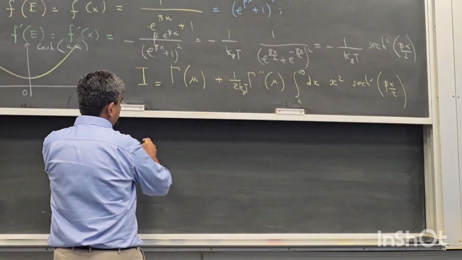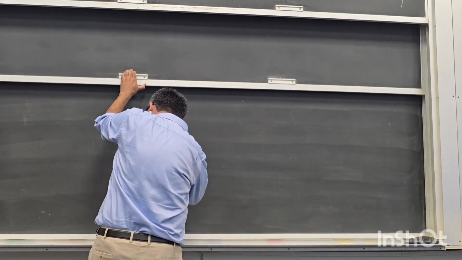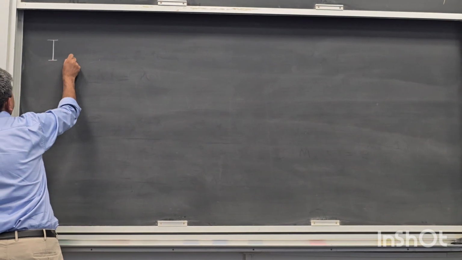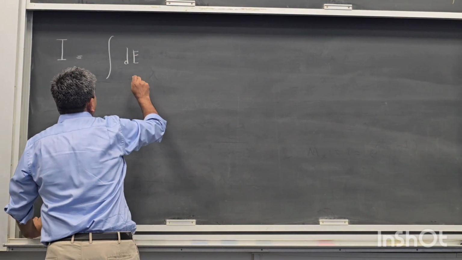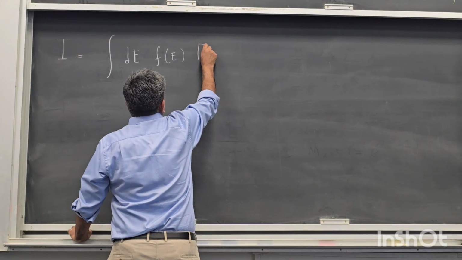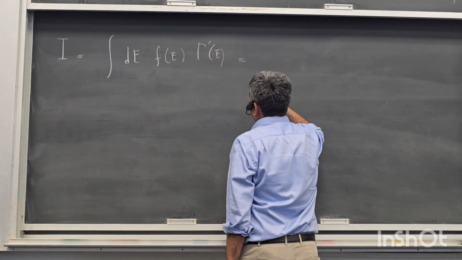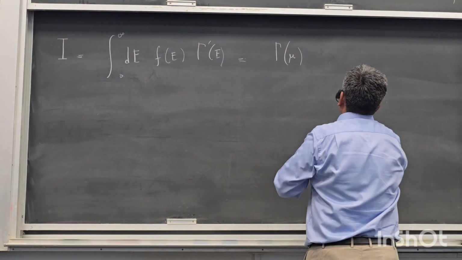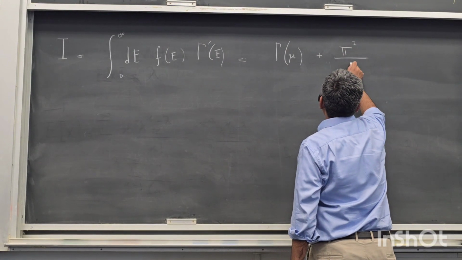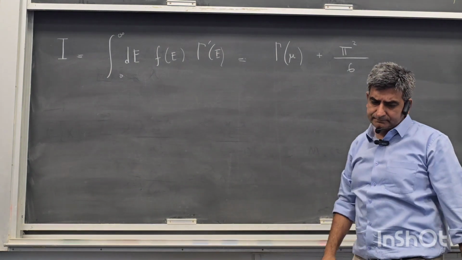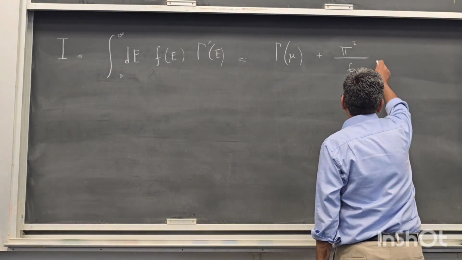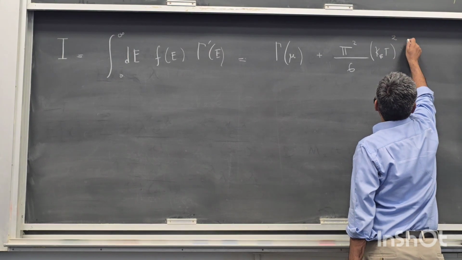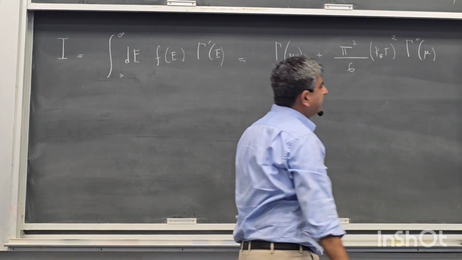So overall, my I, the Sommerfeld integral I, which I would like to write down again, the integral over E of F(E) gamma prime(E), this is equal to gamma computed at the chemical potential plus pi squared over 6 kBT squared goes into the numerator and the double derivative of gamma at mu. So this is our Sommerfeld integral.